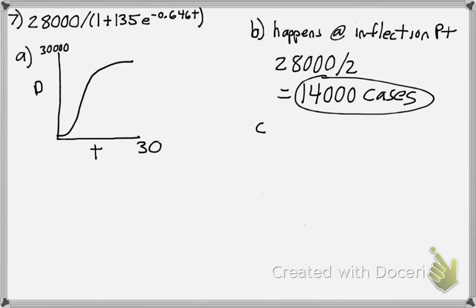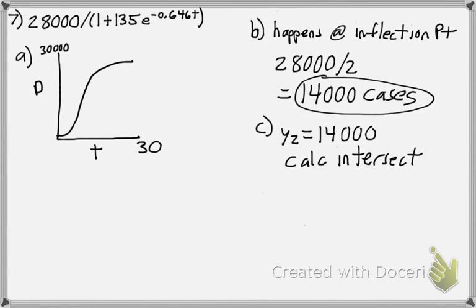With part C, it says, when was the disease spreading at the fastest rate? So we already know how many cases there were. So if you take y2 and set it equal to this number, then we want the x value of this, or the t value of it. So if you do calc intersect, then you should get, after 7.59 months. And that'll be your answer.